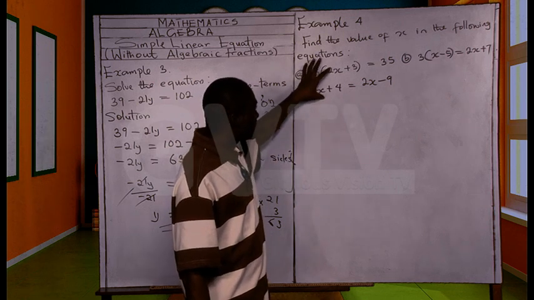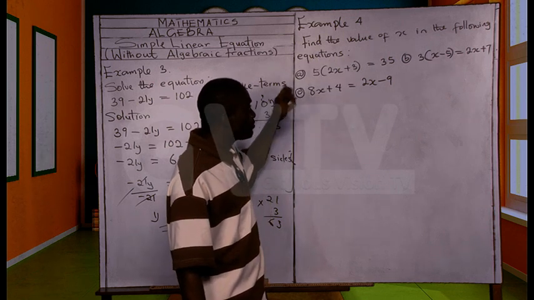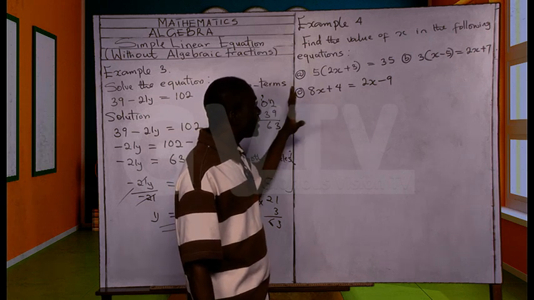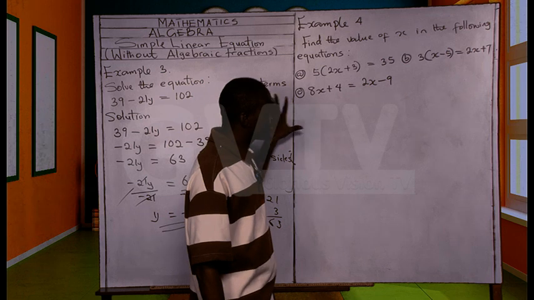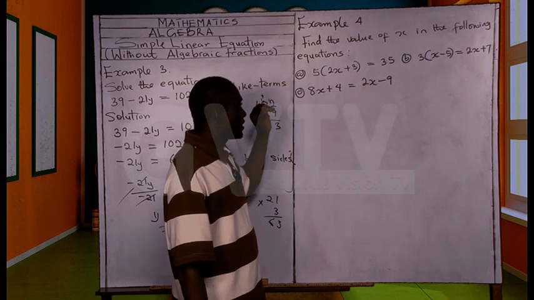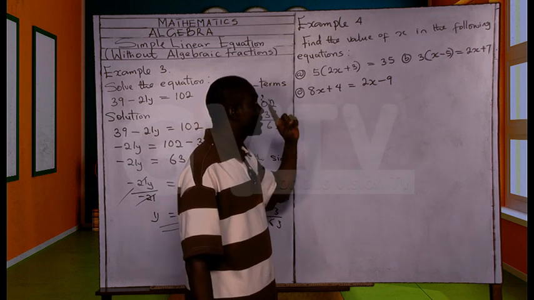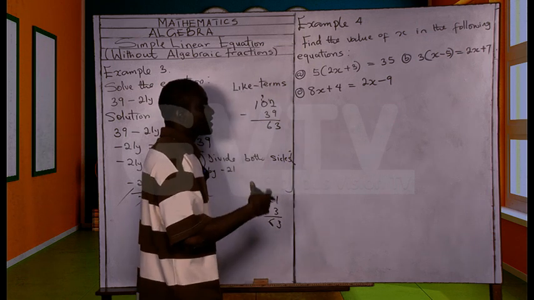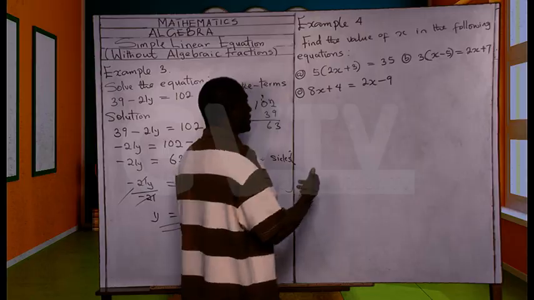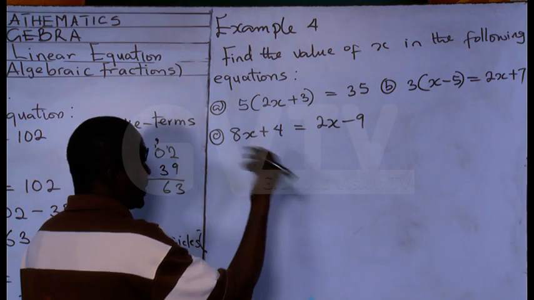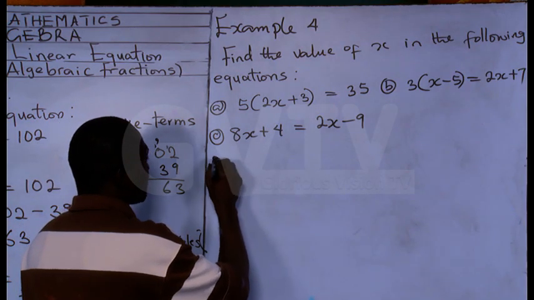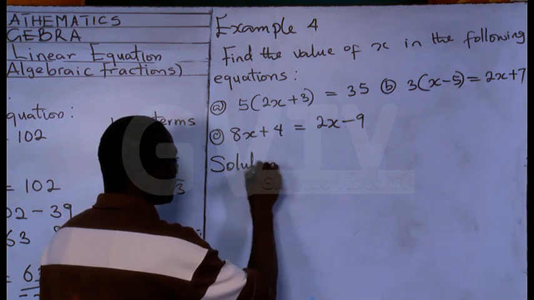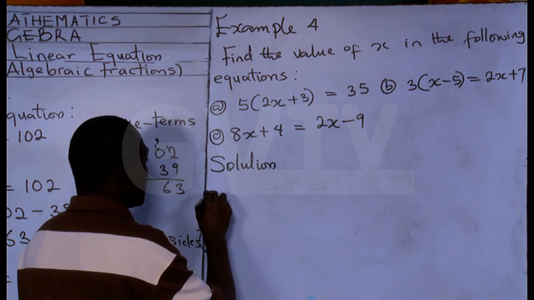You can see all these are examples of simple linear equations. They are all simple linear equations, linear equations with single variables. That is that. Now let's take them one after the other to find the solutions. Solution: A.